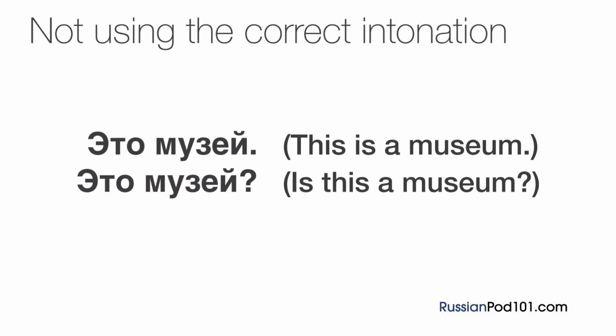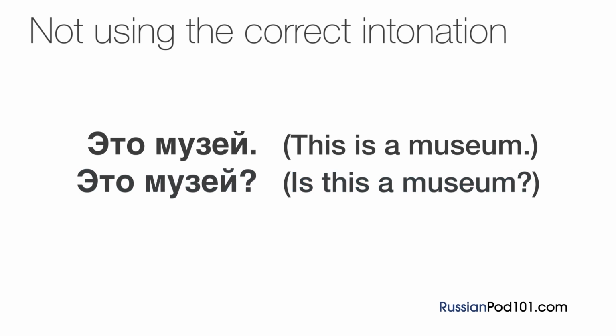Many students of Russian don't pay much attention to intonation. Without the proper intonation, however, it's very difficult for native listeners to judge whether the utterance is a statement or a question. Compare the following examples. Это музей. Это музей? The first example is a statement, meaning, this is a museum. The second is a question, meaning, is this a museum?